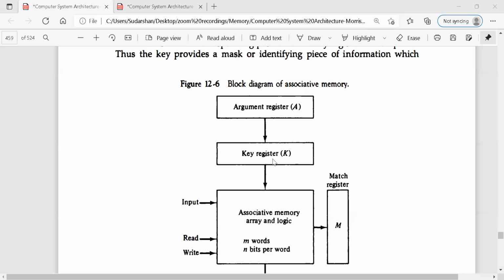The second register is called the key register. The key register also contains n bits. This is used for the purpose of masking. For example, whether you want to compare all the bits or only select bits or a portion of bits present in the argument register. So for the purpose of masking, we make use of the key register. Whenever the key register bits are 1, the corresponding bits in the argument register should be compared with the words stored in content addressable memory. Whenever the corresponding bits are zeros in the key register, those bits are not compared. So that's the purpose of the key register. It is used for masking.